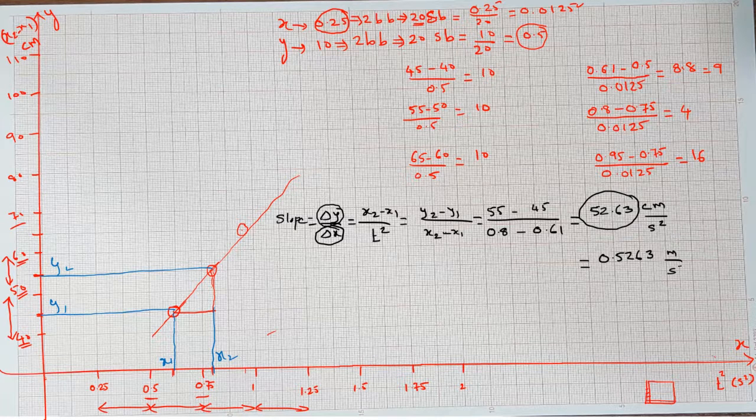0.5263 meter per second square. Am I right? Now you can see my slope, which is equal to x2 minus x1 over t square. Am I right? Because why? Because in the y-axis we take x2 minus x1, and in the x-axis we took t square. But the slope formula is y2 minus y1 over x2 minus x1.